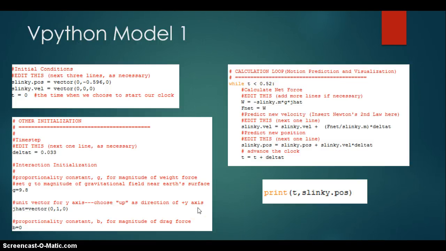For the calculation loop, I set it for time less than 0.52 seconds, where weight equals the negative mass of the slinky times gravity times j hat, and F net equals weight. Then the velocity is predicted by Newton's second law, which is the velocity of the slinky, v final, equals v initial plus F net over mass times delta t. And the position is position final equals position initial plus velocity of the slinky times delta t. Also, you can see here that I put print to print time and slinky position.